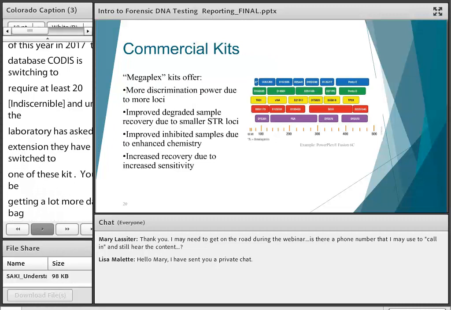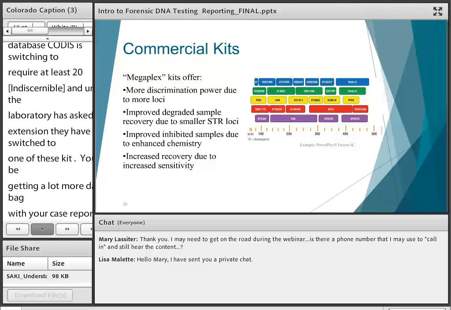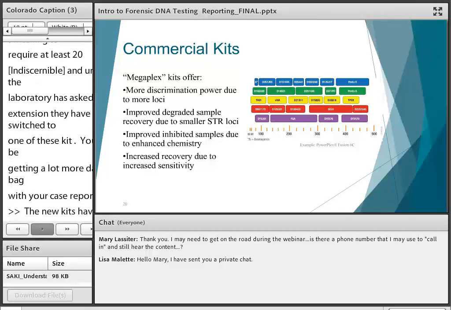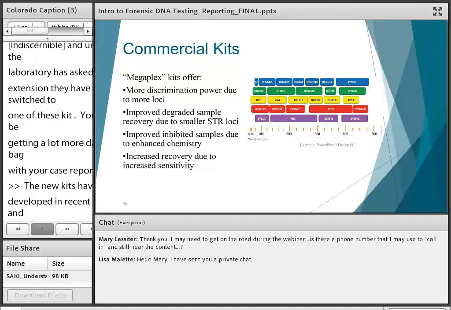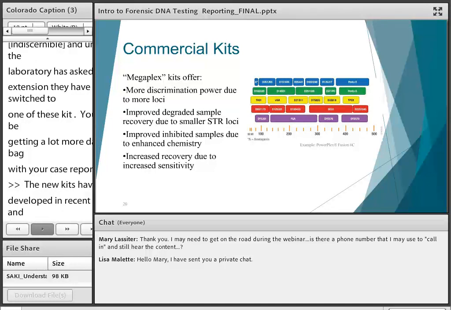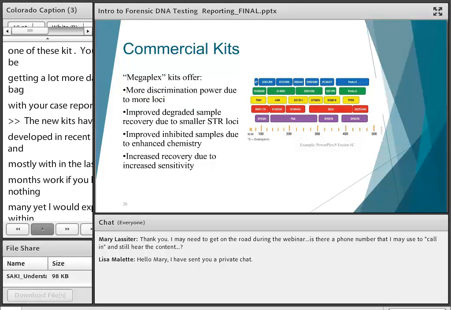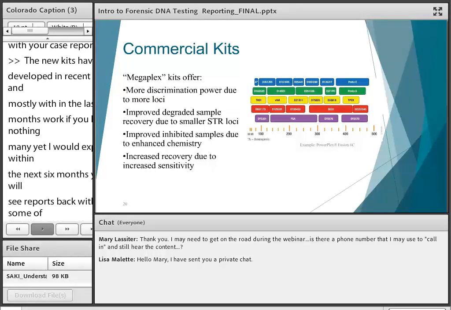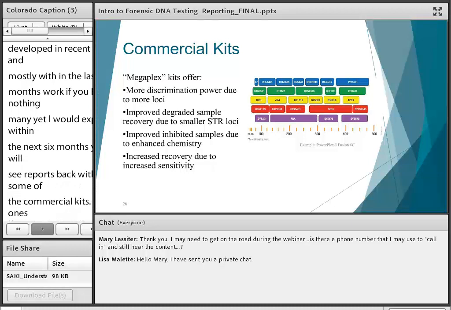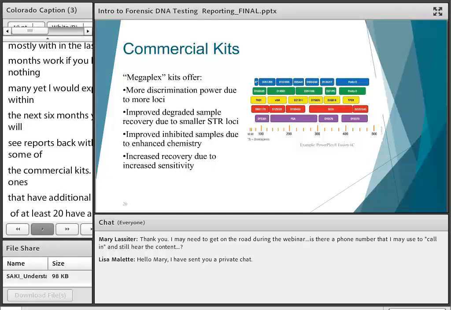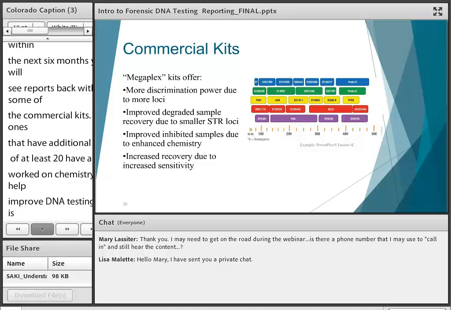So these new kits have been developed in recent years and mostly implemented probably within the last 6 months. If you haven't seen them yet, I would expect within the next 6 months you'll start seeing reports back with some of these commercial kits. The ones that have additional loci, so at least 20, have also worked on their chemistry to help improve DNA testing. So they're kind of touted as being better than what's been used in the past, but really they're new, so we'll see with experience with the kind of data that's being produced.